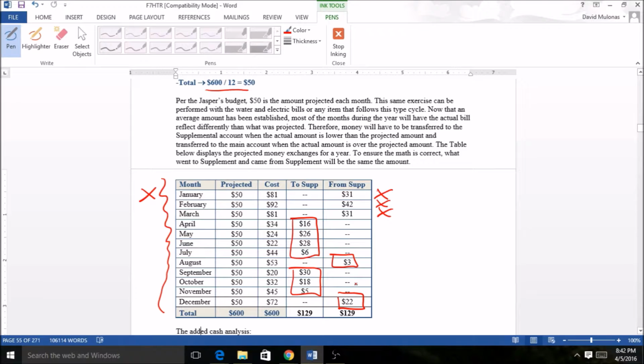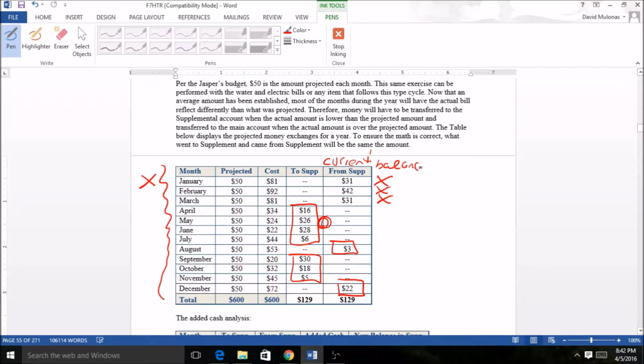Now with the other exercise, we had a negative balance. We had an added cash row in here, and we had a couple more columns that said, hey, what is our current balance? So we were tracking when the zeros would happen, when the negative would happen, if it was going to happen, so that we could determine through the year how much it would cost.